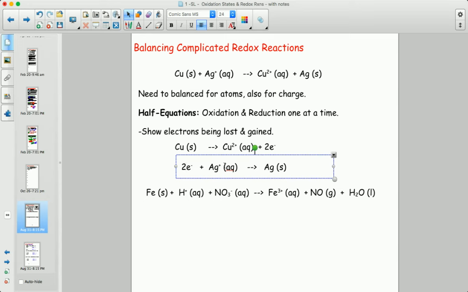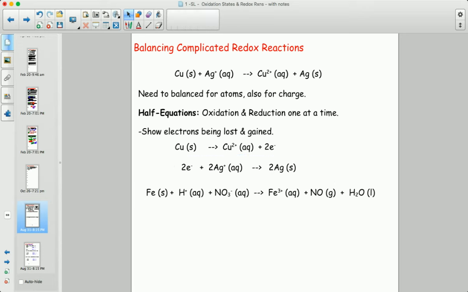So 2 electrons, times 2, times 2. If I am going to multiply the number of electrons, I have to multiply everything else in the equation by the same number. And now I'm losing 2 electrons and I'm gaining 2 electrons. So the electrons being lost and gained are balanced, and that means the equation is going to be balanced. Now if I add these half equations together, you can see that the electrons cancel out.